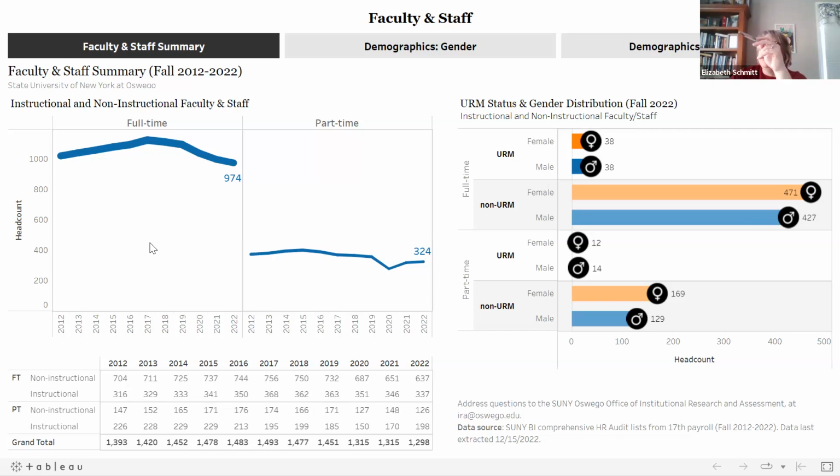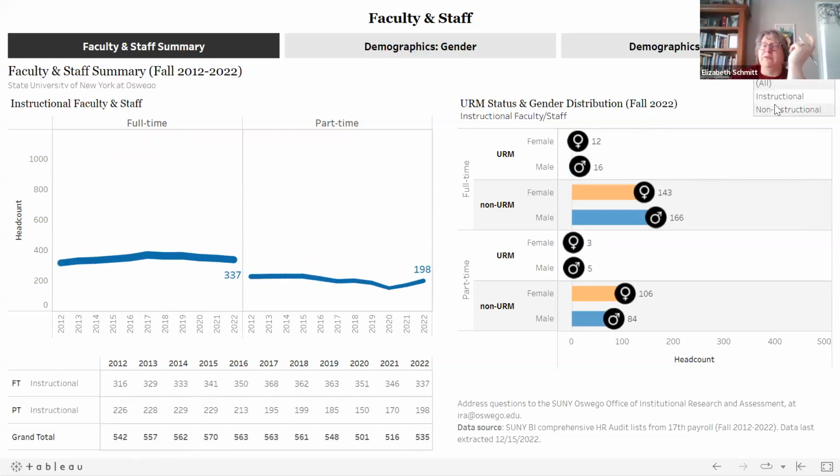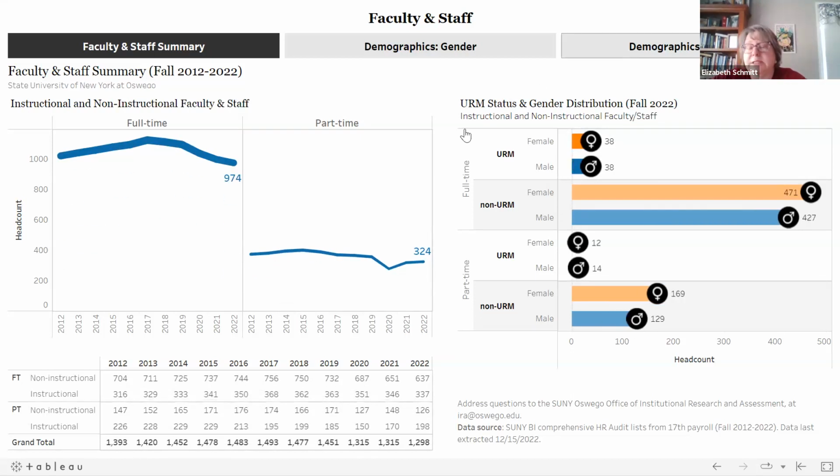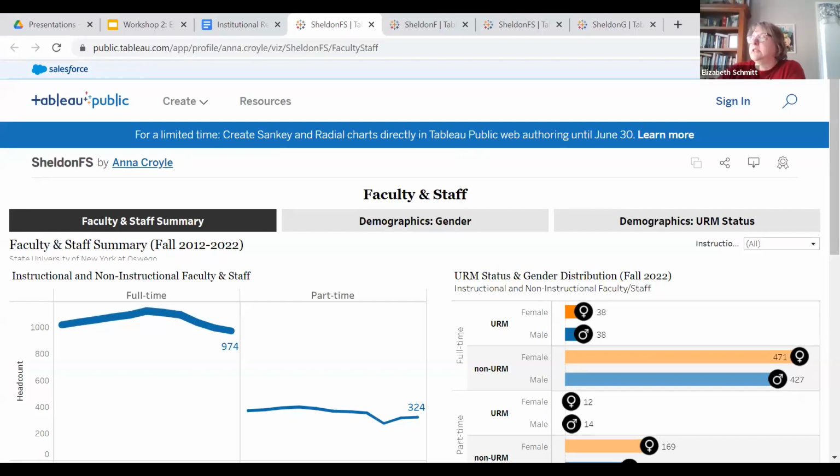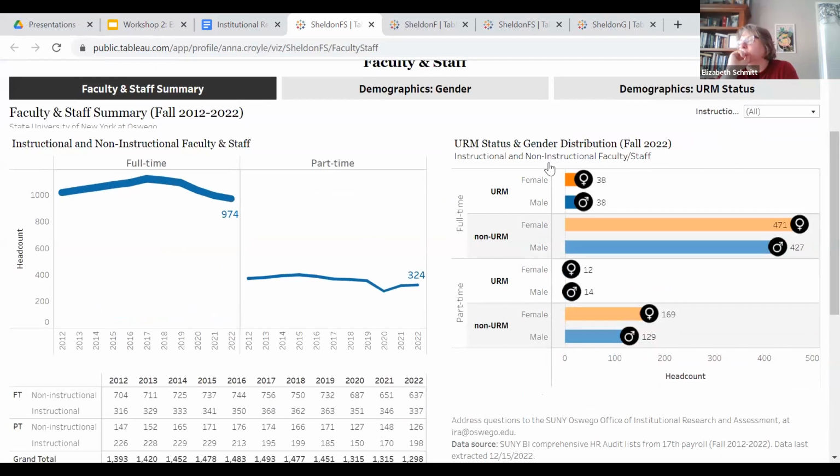You look at the instructional and non-instructional staff altogether, and you can see we're at 974, which is a low point in the sample, but actually most of that decrease is the non-instructional. So there's a lot of professional staff positions that have been held empty, since COVID, really since 2020, if we look at this. There's 50 fewer non-instructional full-time, and there's like 14 fewer instructional faculty.